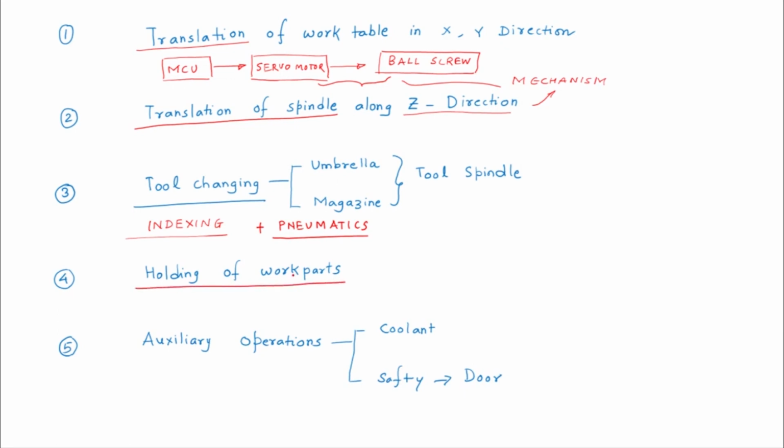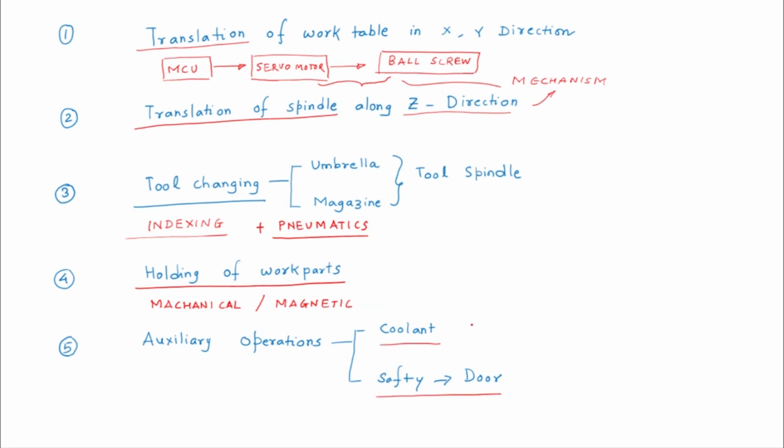The holding of work parts. We have to fix the work parts. We have to hold the work parts on the table very firmly. So for that purpose, we need a mechanism, and that may be a mechanical holding, say by using a vice or by using clamps, or we may have a magnetic arrangement, or we may use the vacuum as well.